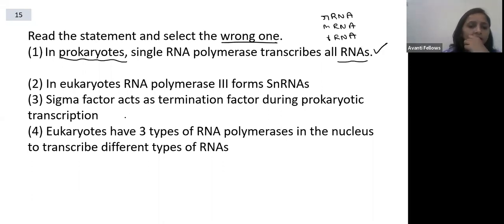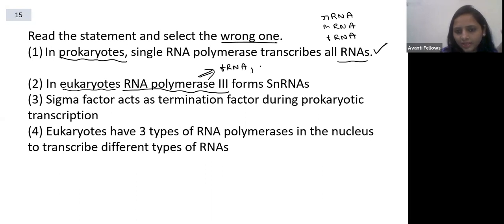Then coming to option 2, in eukaryotes, RNA polymerase 3 forms snRNA. Yes, guys. So in the eukaryotes, there are different RNA polymerases: RNA polymerase 1, RNA polymerase 2, and RNA polymerase 3. RNA polymerase 2 will synthesize the mRNA. Then RNA polymerase 3 will synthesize tRNA and snRNA and another ribosomal RNA, that is 5S rRNA. Remember, guys.